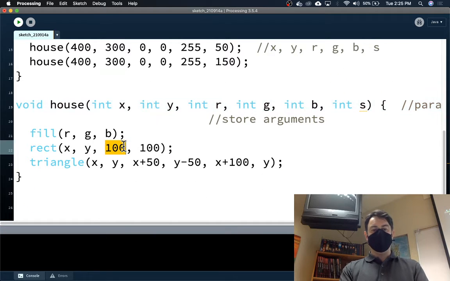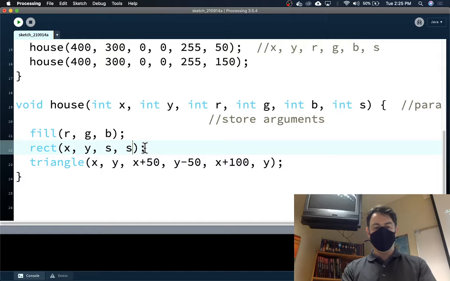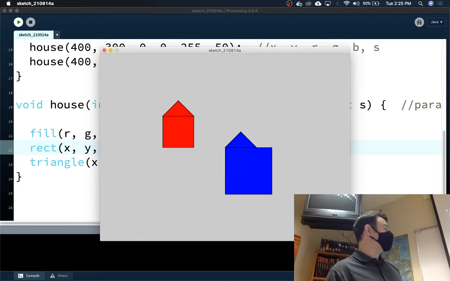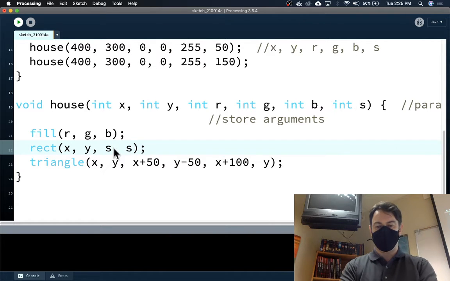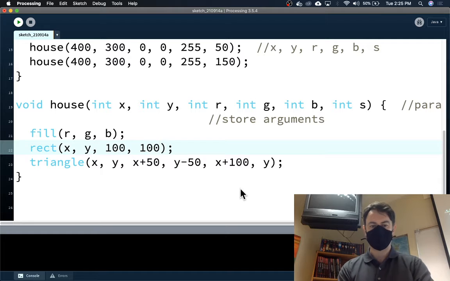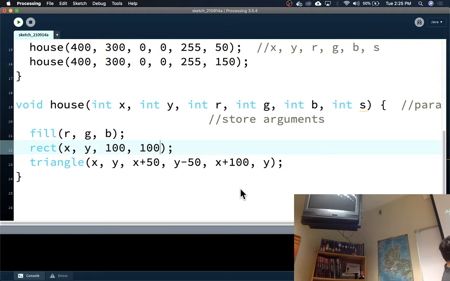So that's cool. I can say this is my s now. And if I run it, I'll get different size rectangles, but my roofs aren't changing size. So if I put this back to 100 for a second, what's the relationship between this number and that number? It's half. And what's the relationship between this number and this number? It's the same. So we can reverse engineer the pattern just by looking at the relationship between the numbers. This is half because we are going halfway to make the peak, and we go halfway up because that's just what we decided.